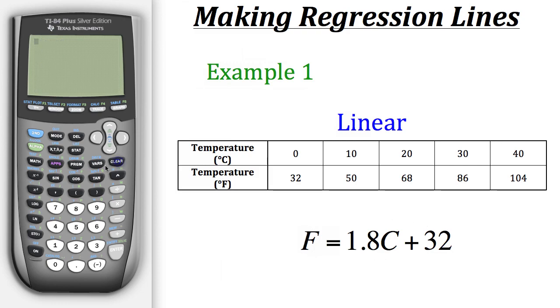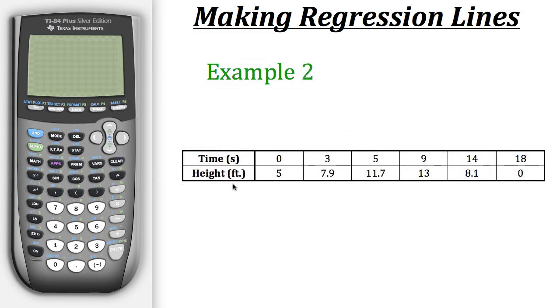Now let's try another example. So this time we have a table that shows us the height of a ball over time. Now again, like before, we want to see what type of function would best represent this data. So to do that, we'll make sure that our data is inputted into our stat plot, which in this case, we have the input in list 4 and the output in list 5.